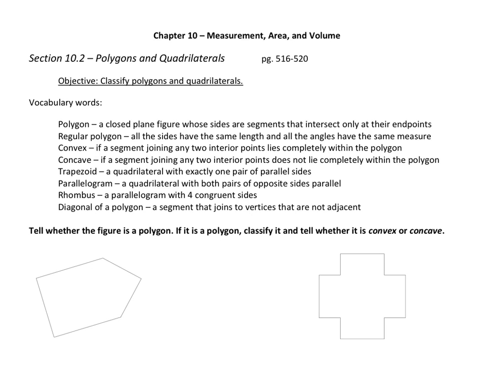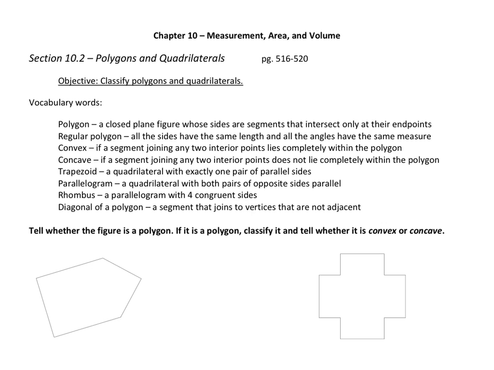Alright, today we're going to talk about polygons and quadrilaterals. So we have a ton of vocabulary words there, so let's just talk through those very quickly. The first one is a polygon. A polygon means a closed plane figure whose sides are segments that intersect only at their endpoints.